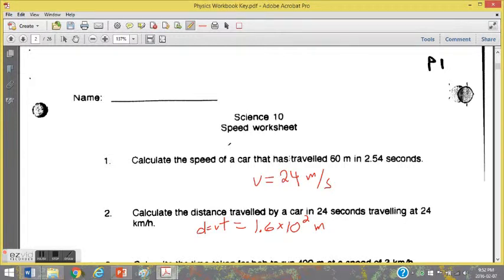The speed of the car is 24 meters per second. V is equal to D over T. Distance, time, and away we go. Two significant digits, keep it there. Same thing with the next one. Distance is equal to velocity multiplied by time. It works out to 160, but when we look at the significant digit, it's going to be 1.6 times 10 to the 2.